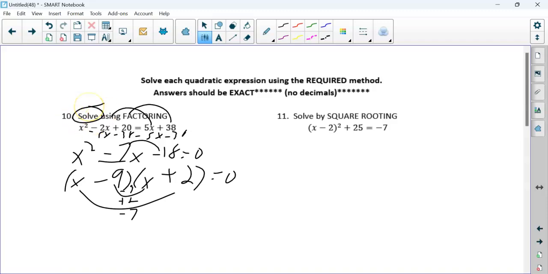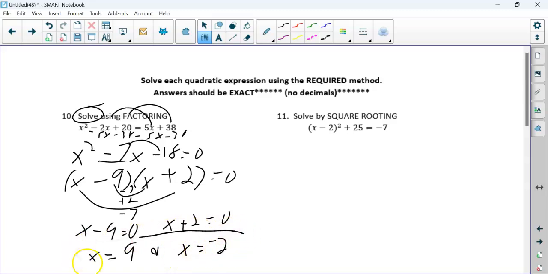It says solve. Some of you stopped on the graded worksheet. x minus 9 equals 0, and x plus 2 equals 0. x is positive 9, and x is negative 2. Those are your solutions.